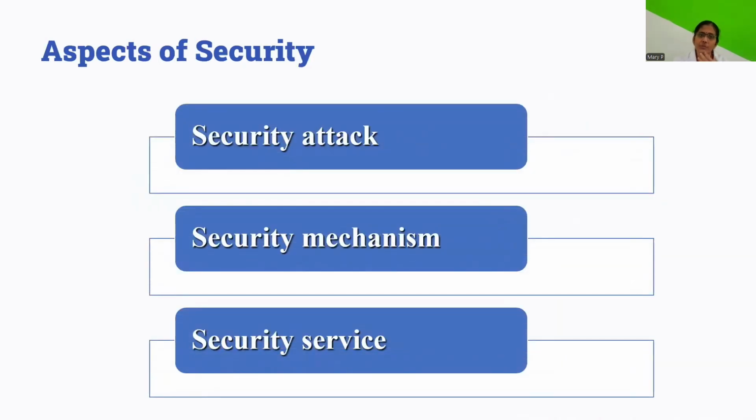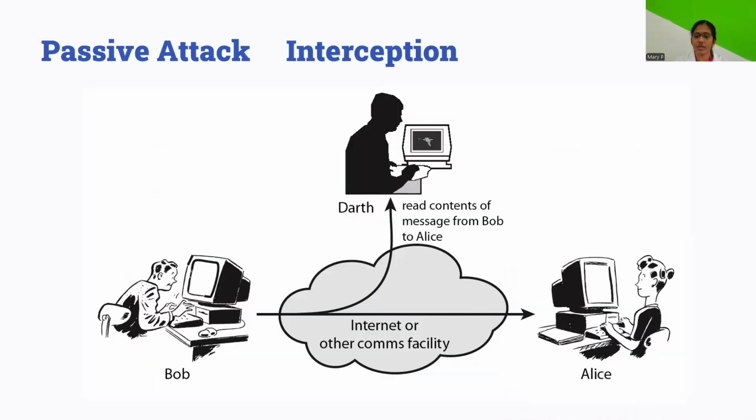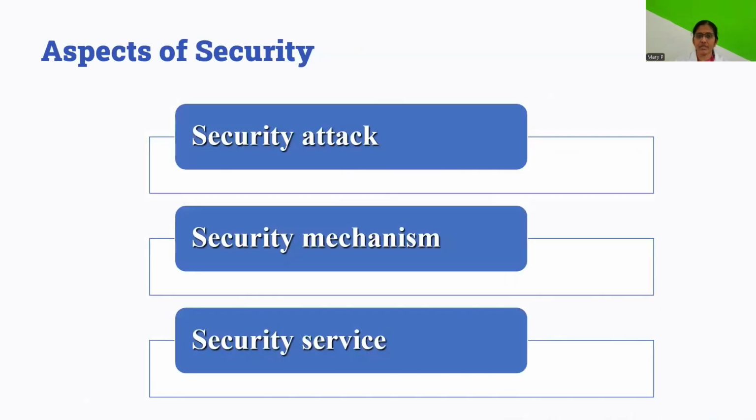Next one is the aspects of security. There are three aspects of security. One is the attack, second one is mechanism, third one is service. Before entering into these aspects of security, first we understand the difference between three terms: one is threat, second one is vulnerability, and third one is attack.